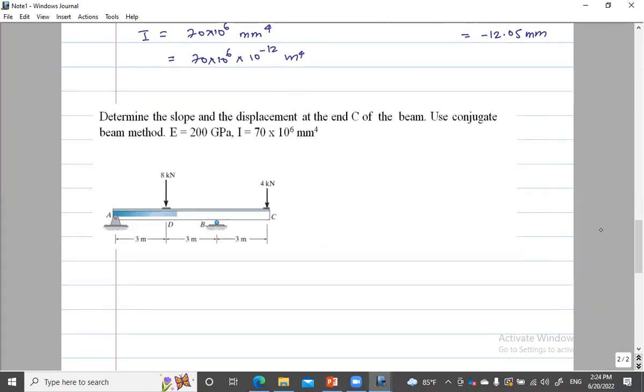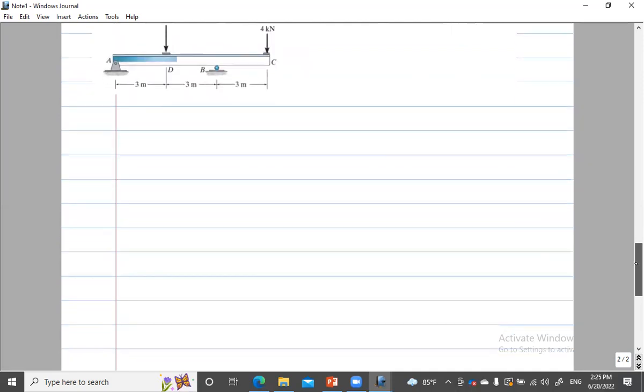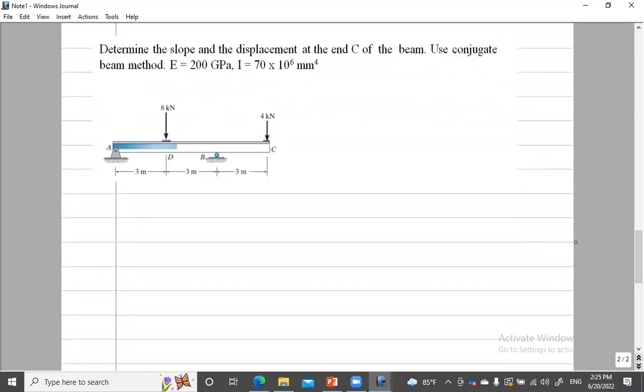Determine the slope and displacement at C of the beam. Use the conjugate beam method. So the first step is plotting the bending moment diagram. For any problem, plotting the bending moment diagram. So can you plot the bending moment diagram first?